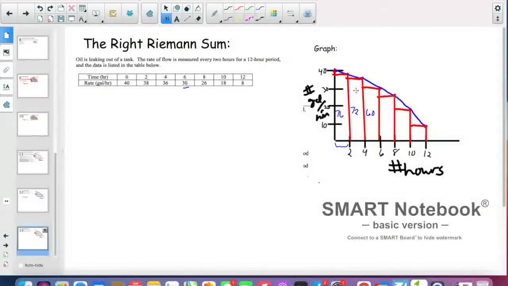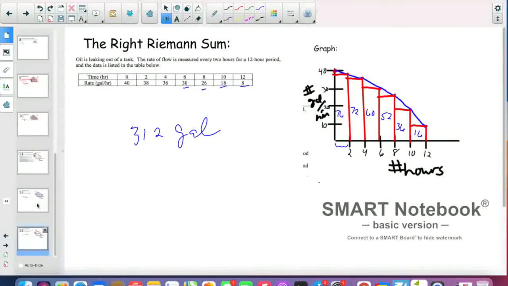2 times, at 8 we were at 26, so that would be 52. 2 times, at 10 we were at 18, so that would be 36. And 2 times, at 12 we were at 8, so that would be 16. We would add all of these areas together to get the estimated area under the curve. I end up with 312. And again, hours times gallons per hour gives me gallons. We can estimate that 312 gallons have leaked out of the tank.